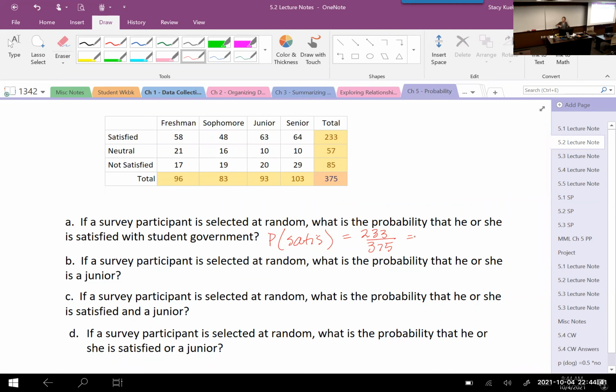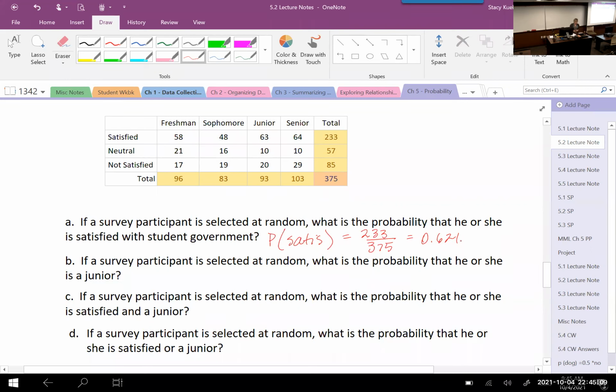If I put all of these into a hat and just drew them out, we would know that that ends up being 0.621. So it's a 62% chance that I'm going to pick somebody who was satisfied, right? And I can just find these by looking at the table. Makes it kind of easy. I don't have to do anything special.